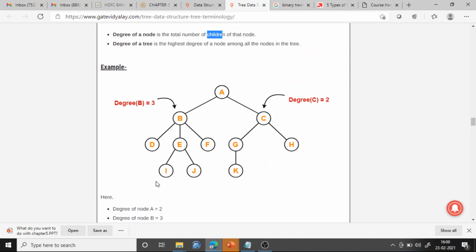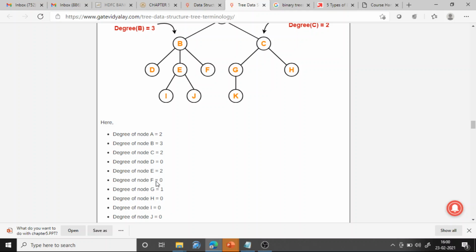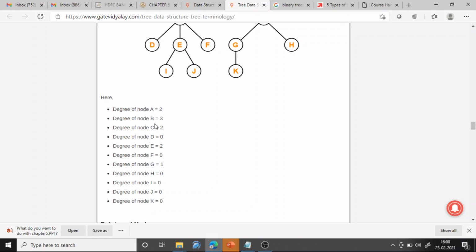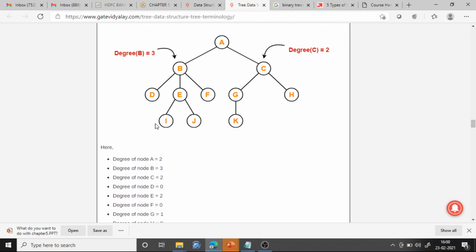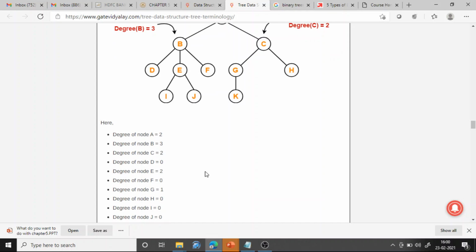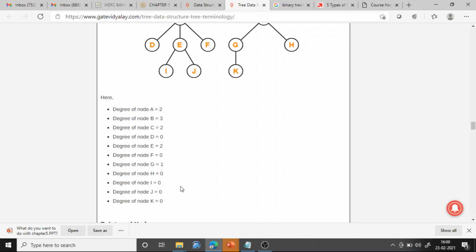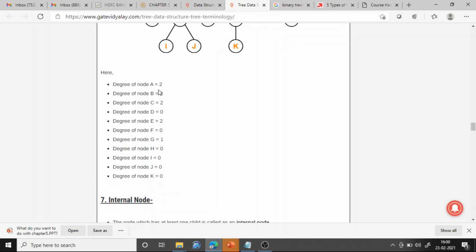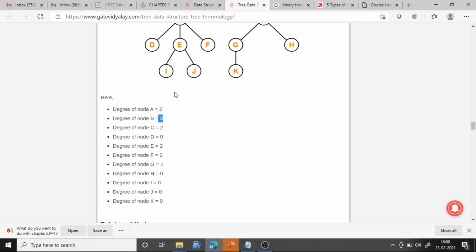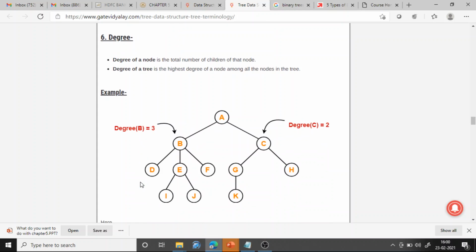For example, in this graph, all degrees are calculated. Degree of A is 2, 2 nodes. B is 3, C is 2, D is 0, no children. E is 2, F is 0, G is 1. H is 0, I is 0, J is 0. So what is the degree of this tree? Which node has the highest degree? Node B has the highest degree, and the degree value is 3. So the degree of this particular tree is 3.